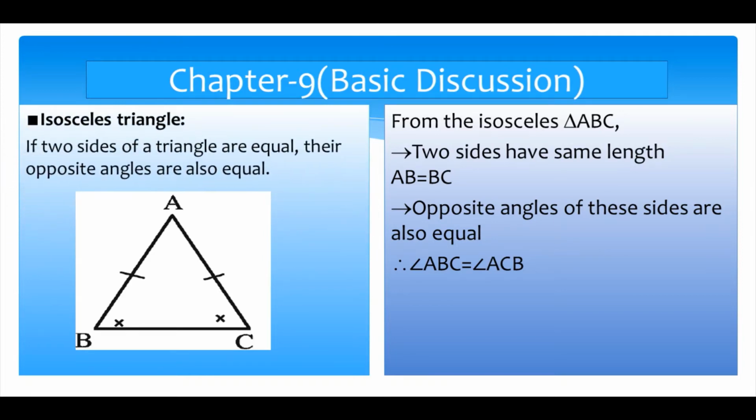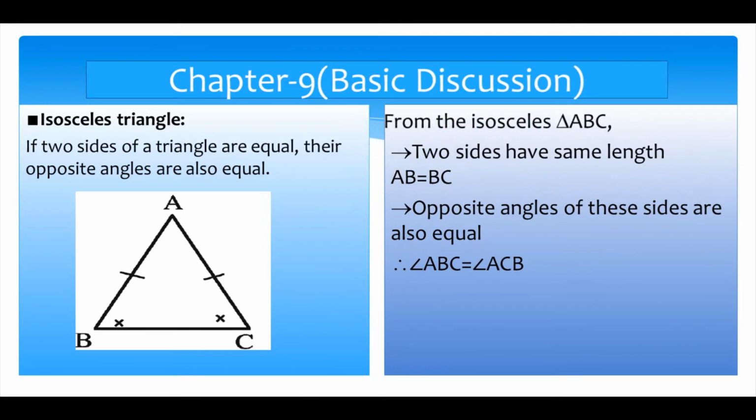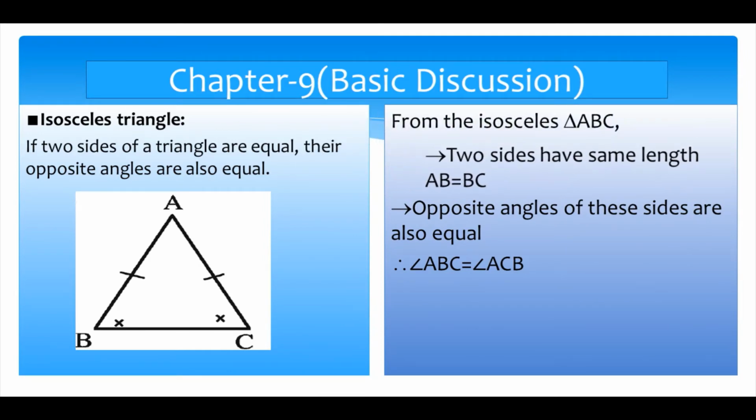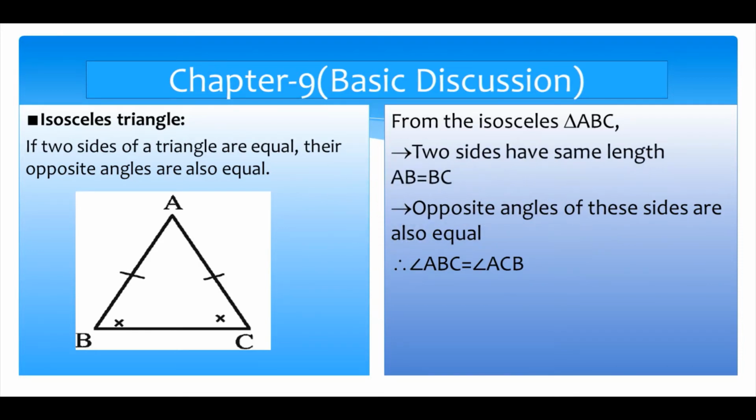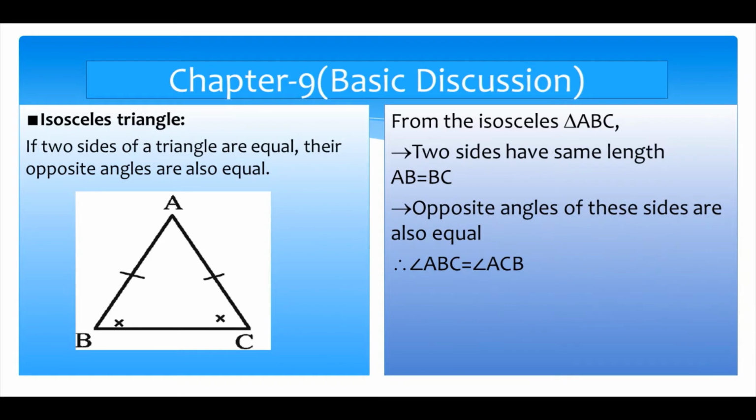If two sides of a triangle are equal, their opposite angles are also equal. So from the isosceles triangle ABC, you can see in the left side the figure is an isosceles triangle. Two sides have same length, AB equals BC. Opposite angles of these sides are also equal. Therefore, angle ABC equals angle ACB.